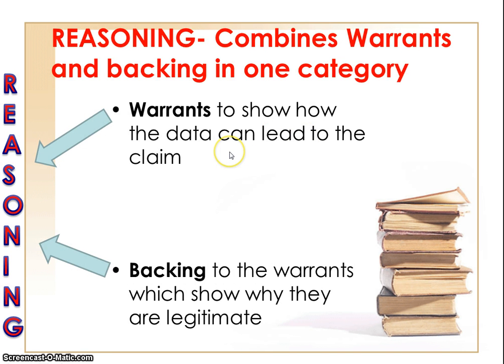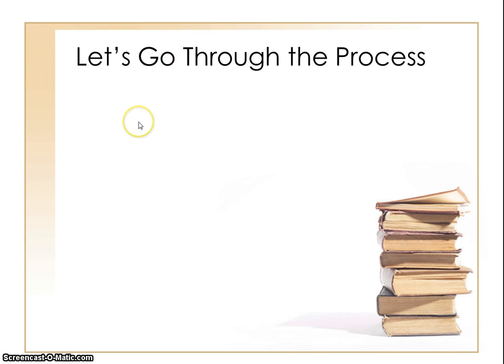So when we talk about argumentation, we're going to talk about reasoning as a large topic. So we're not really going to talk individually about warrants and backing. We're going to talk about the reasoning that connects our data to our claim as a category in itself. So we're not going to really worry about these. We're going to talk mostly about reasoning and reasoning patterns and how we make these connections. So let's go through the process.